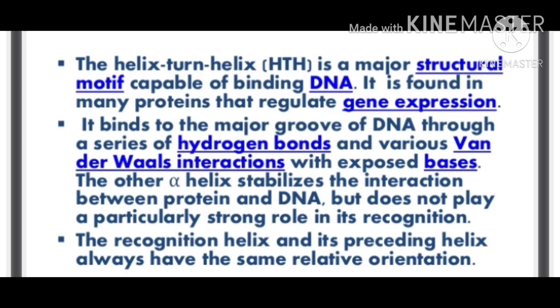Okay, the recognition helix and its preceding helix always have the same relative orientation. Hence the name helix turn helix motif.